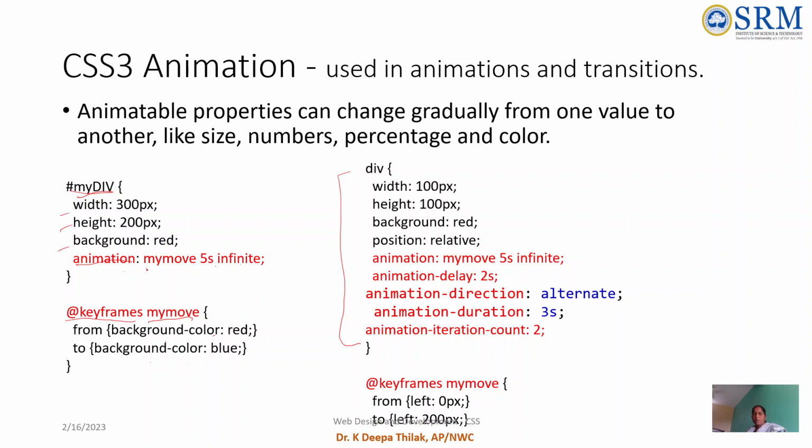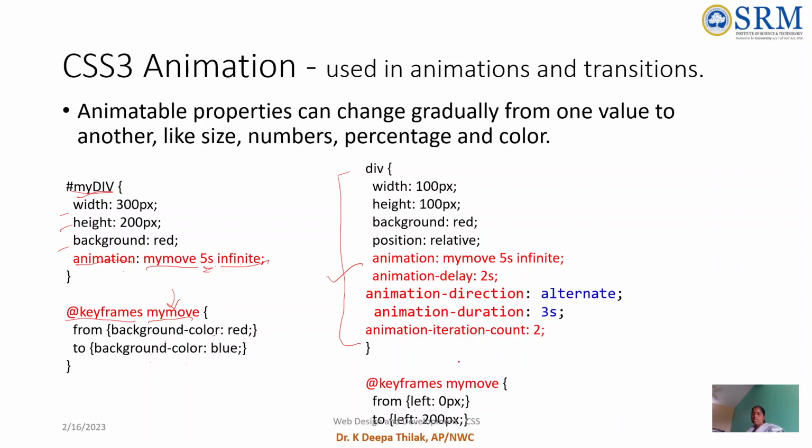So this represents my move, which is the at-rule name. 5 seconds is how long the animation should take. This transition from red to blue takes 5 seconds, and an infinite number of times it should keep on changing from red to blue, okay. And similarly, the second one we have given, my move and delay, what is the delay, direction, alternate, and duration 3 seconds, iteration count 2.